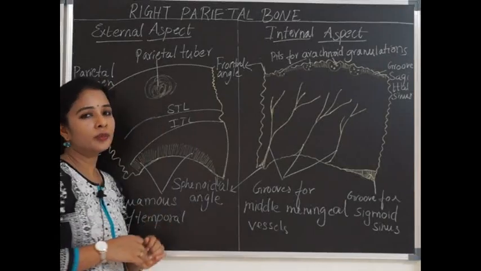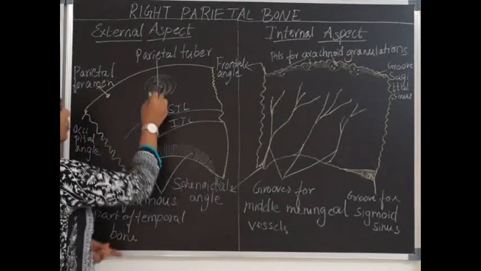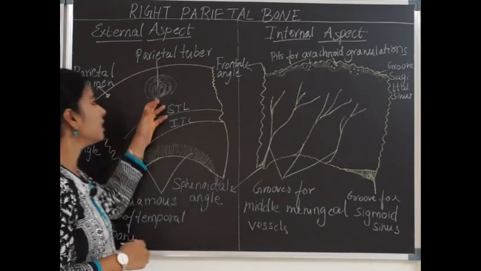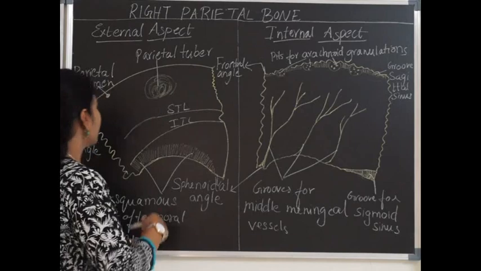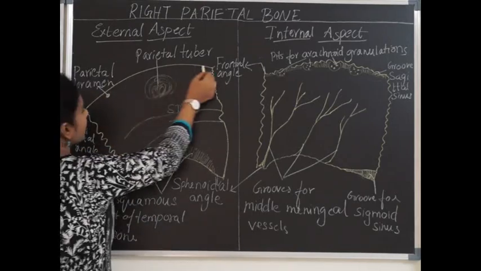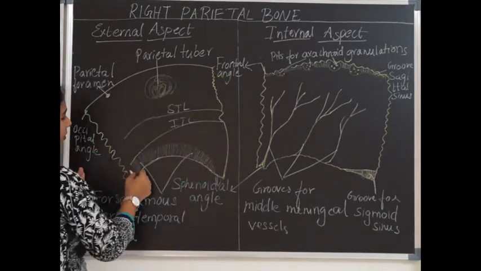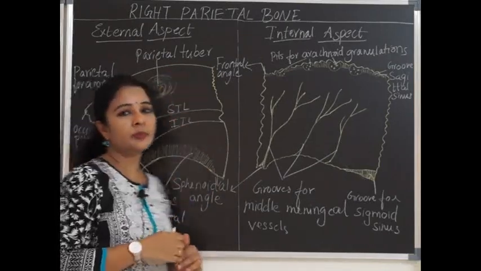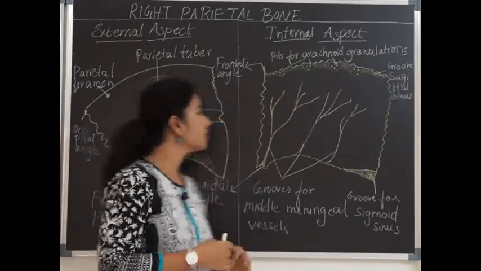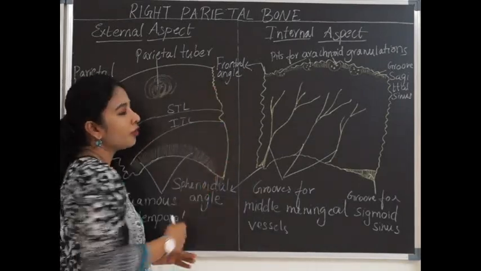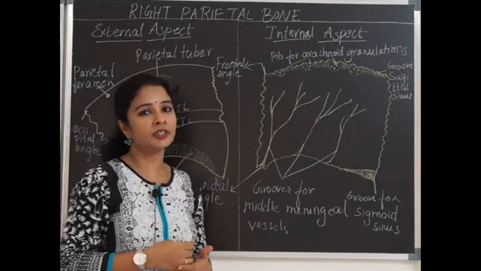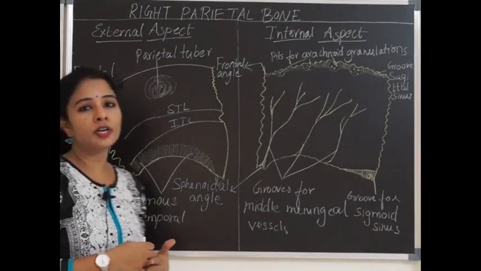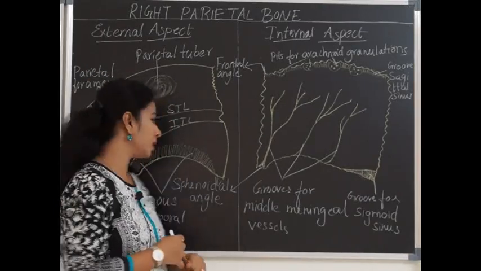The external aspect of the parietal bone is convex, having a prominence called the parietal tuber or parietal tuberosity, which is the highest convexity point. It has four borders: superior, anterior, posterior and inferior. The superior border articulates with the parietal bone of the opposite side. The anterior border is called the frontal border because it articulates with the frontal bone. The posterior border is called the occipital border because it articulates with the occipital bone.